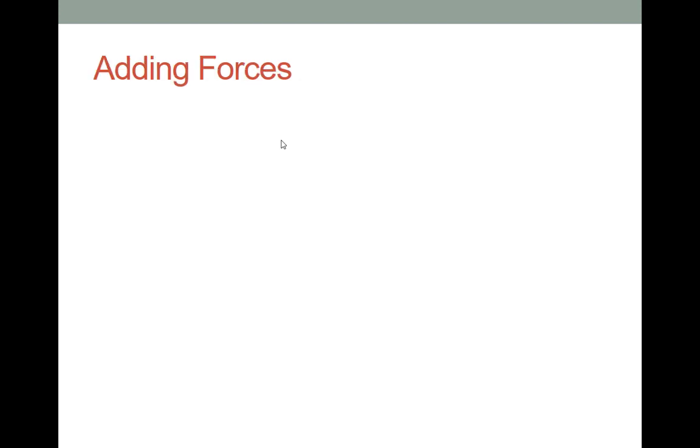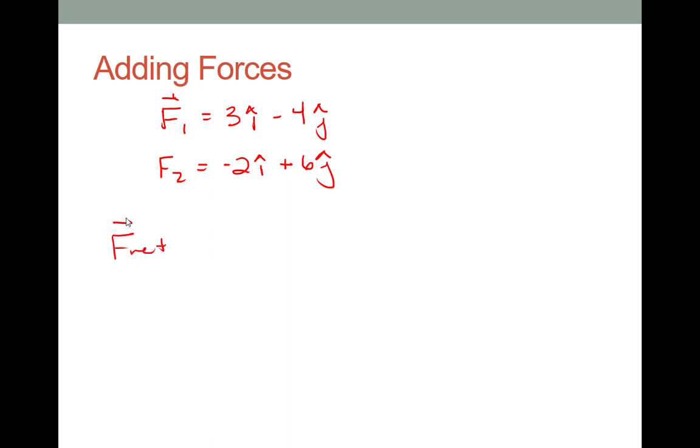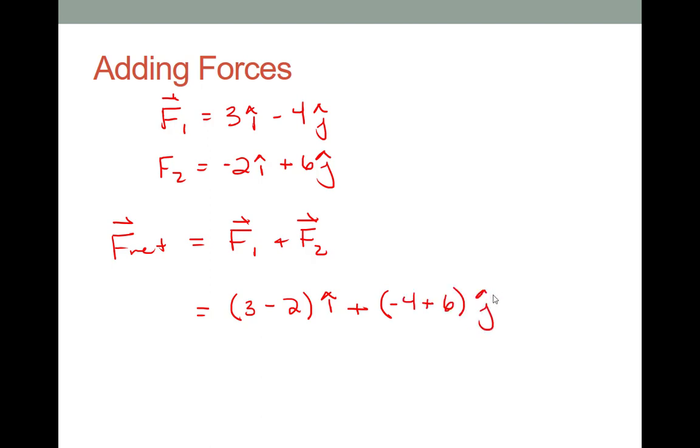Now, forces are vectors. So now let's think about having two forces. So let's say F1 is 3i hat minus 4j hat. And F2 is negative 2i hat plus 6j hat. If I want to find the net force on this object with F1 and F2 on it, I add those forces together. Okay? But my x direction does not influence my y direction. So I end up with 3 minus 2 in the x direction plus negative 4 plus 6 in the y direction, which is 1 i hat plus 2 j hat.